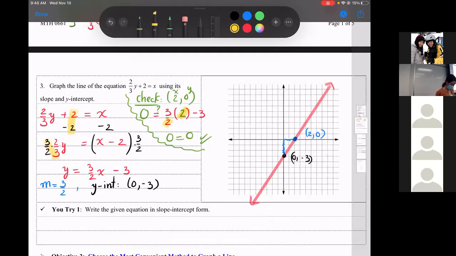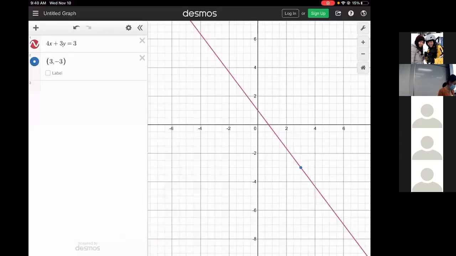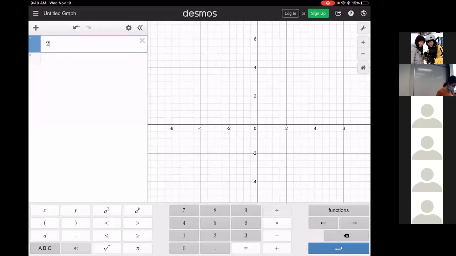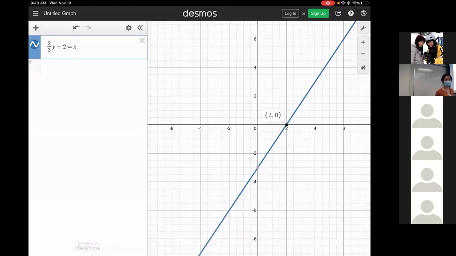Make sure it's correct. Can someone read me the problem? 2 divided by 3 y plus 2 equals x. Thank you. It looked like all graph, and then (2, 0) right here. Yay! So it's on the graph. We're good.